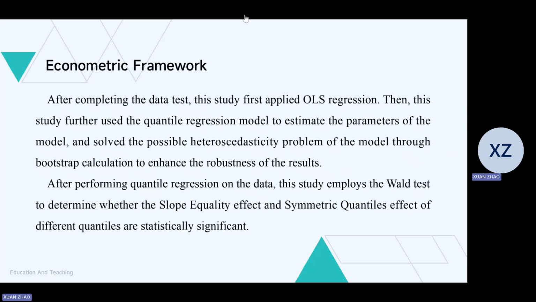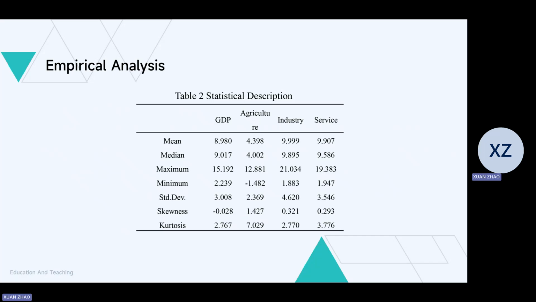The study also addresses the possible heterogeneity problems of the model through the bootstrap calculation to enhance the robustness of the results. After performing quantile regression, the study employs the Wald test to determine whether the slope equality effect and symmetry equality effects of the different quantiles are statistically significant.